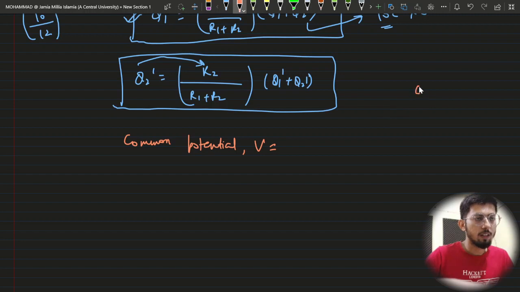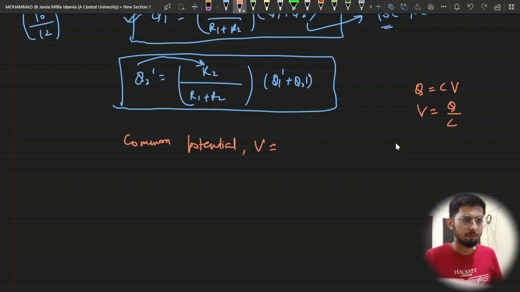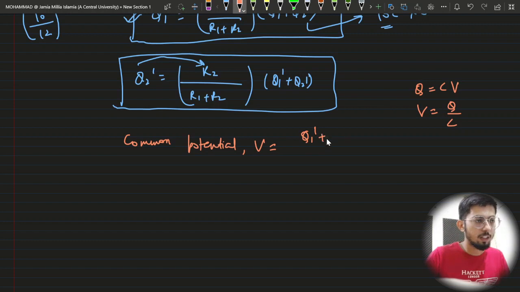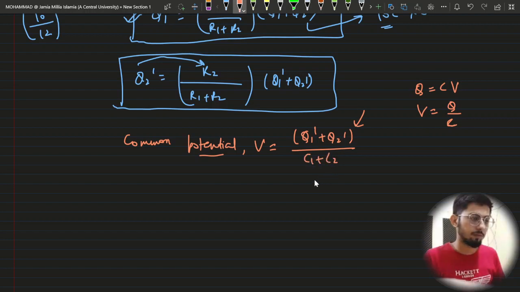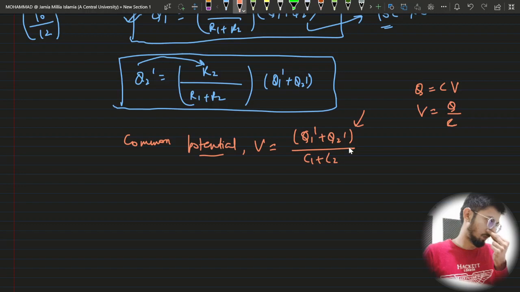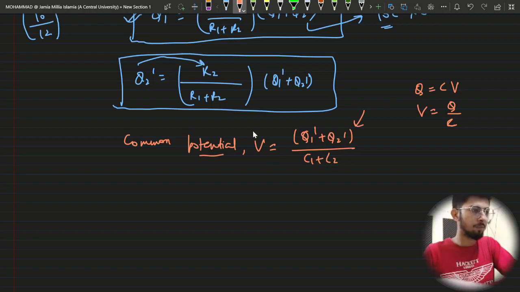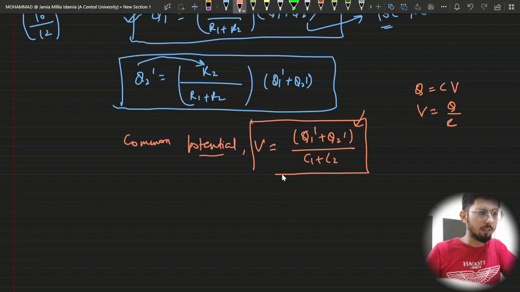See, in general, Q is equal to CV and V will be how much? Q by C. So in place of Q, we can write the total charge Q1 dash plus Q2 dash, because we are talking about the common one. So that we need to take the sum, right? And inside the denominator, we can write the sum of the capacitances C1 plus C2. That's it. This will be the value of common potential.